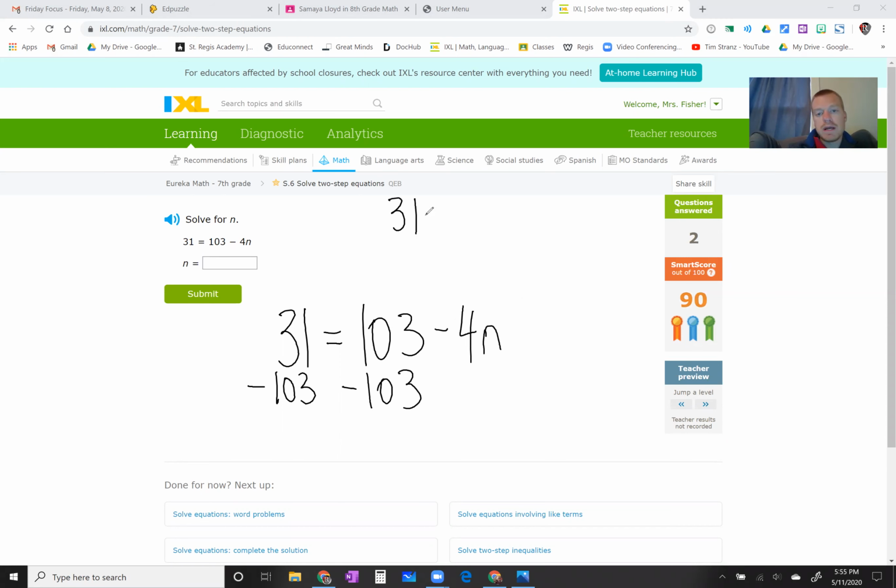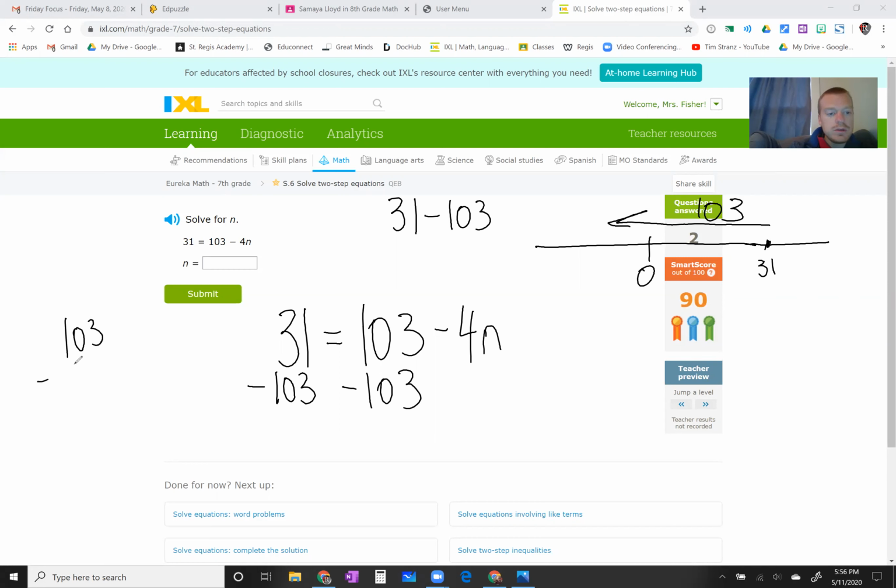Remember, you got 31 minus 103, which means if you're looking at a number line, let's say 31's right here, I am subtracting, so I'm going this way, 103. So it's going to be a big negative number, right? If you just flip this and do 103 minus 31, you get 2, that becomes a 0. 10 minus 3 is 7, and then put your negative number back on. So you know it's negative 72 equals, these canceled out, negative 4 times n.